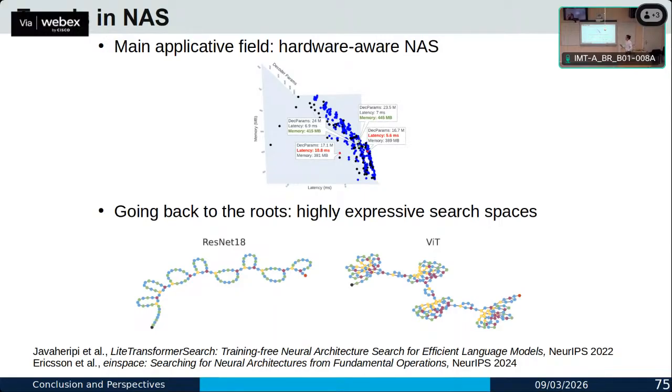And the other big trend recently in neural architecture search has been to go back to the roots. And by that, we mean to go back to some very expressive subspaces and try to derive direct architectural interpretation and some novel architectural ideas from these subspaces. And a very good example here would be, of course, the einspace subspace, which is based on some very unconstrained grammatical foundations and is able to contain diverse types of architectures, such as some ResNets, some ViTs, and everything in between.